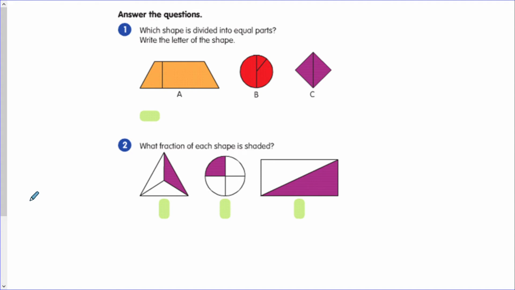Okay, little quiz. Which shape is divided into equal parts? I'm going to give you a minute to figure it out. All right, if you said C, you are correct. That one is divided into the equal parts.